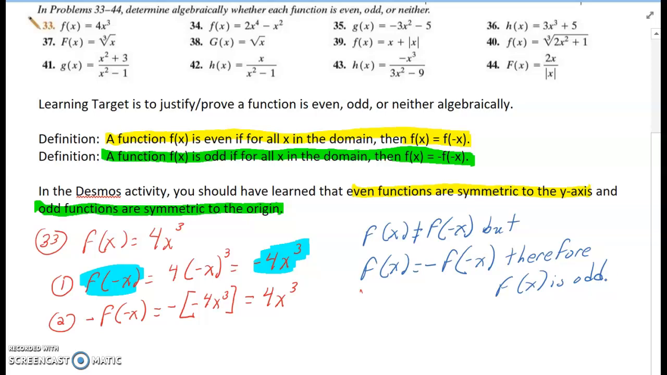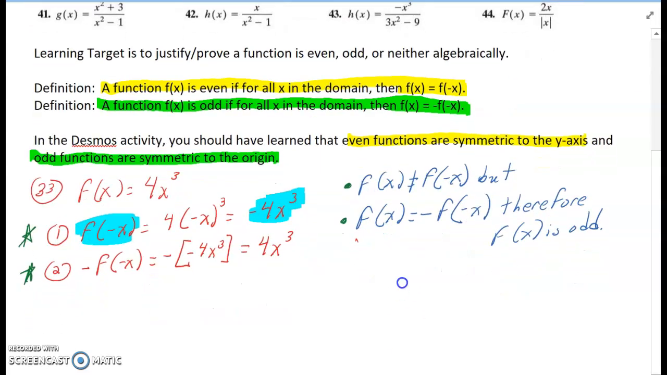So this is a little three-step proof. Step one, I'm going to put a star next to it, is you calculate f of negative x. Step two, you calculate the opposite of f of negative x. And then you have to check, where I'm putting these two bullet points, which one is true. If one of them is true, then it's even or odd. If both of them are false, then it's neither. Let's take a look at another example.